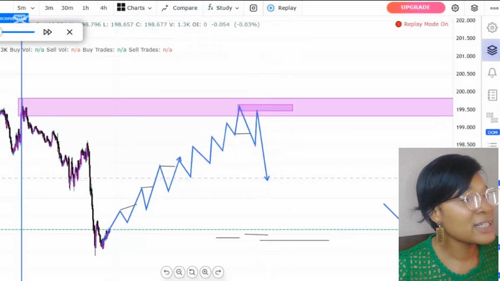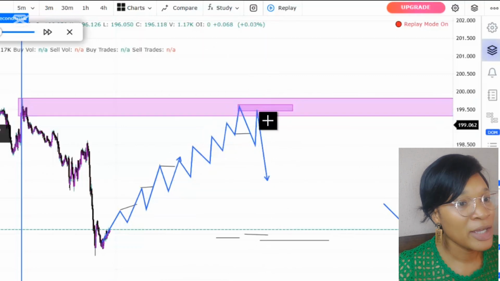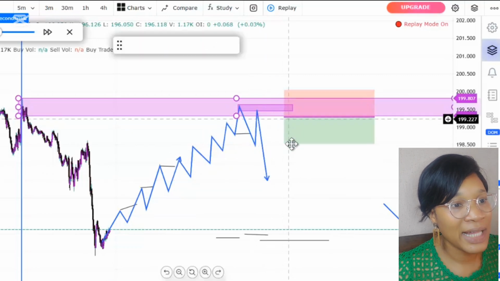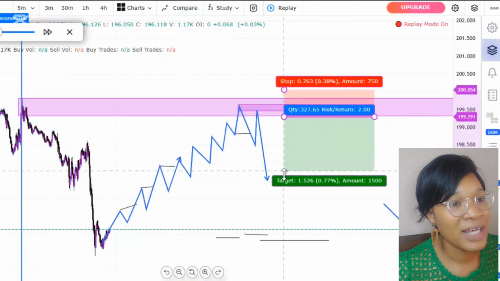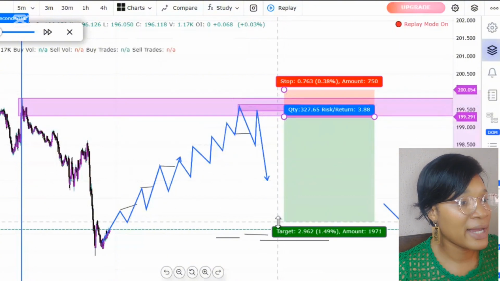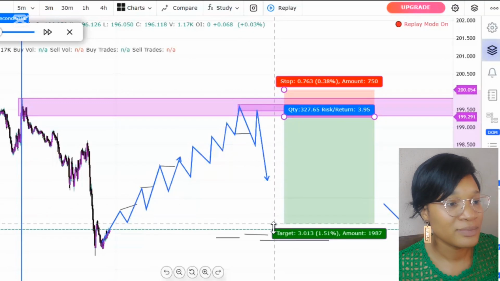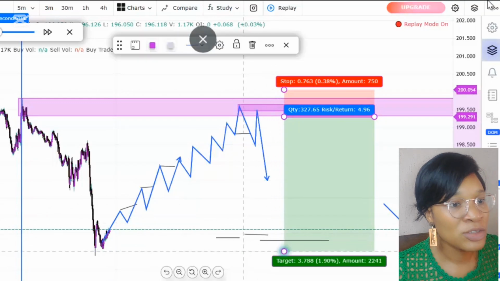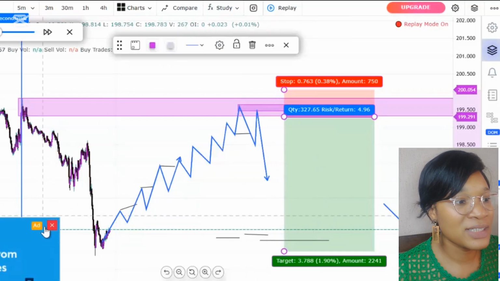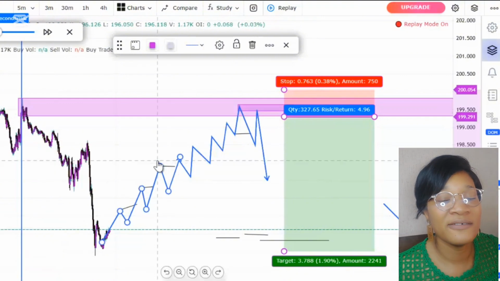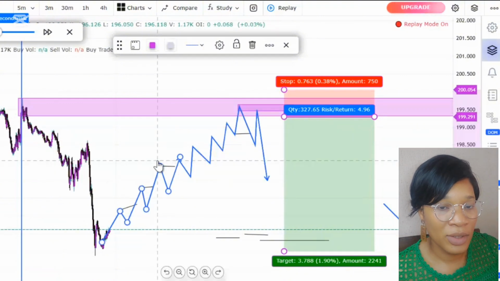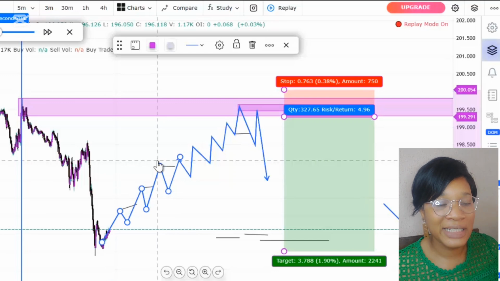So now, instead of me having a wider stop loss like this, from here to here, maybe my TP will be somewhere here. Another perk of this is that it gives you a smaller stop loss, and it gives you a larger take profit. Okay, smaller stop loss, higher take profit.